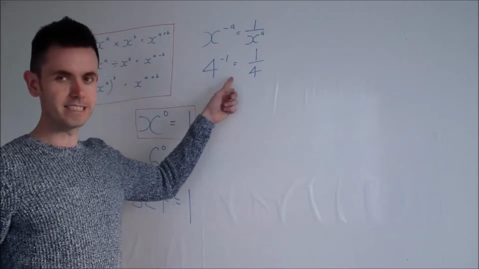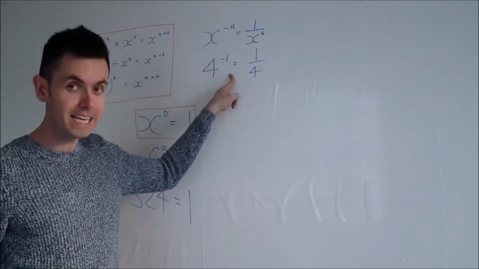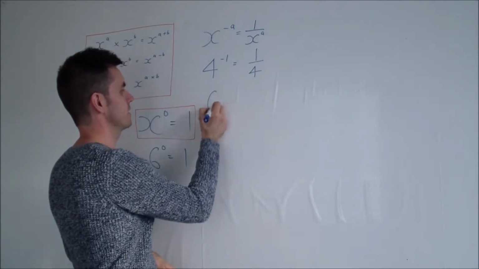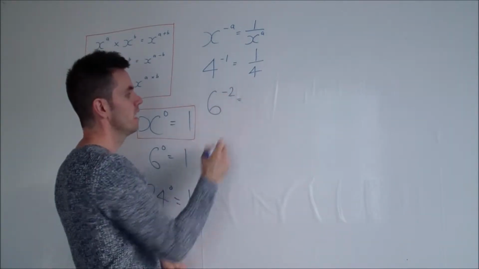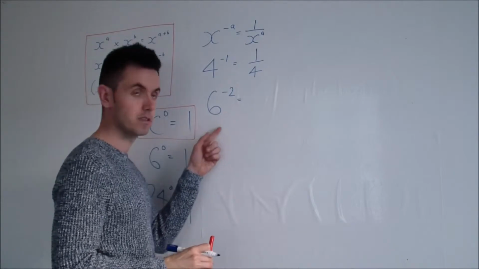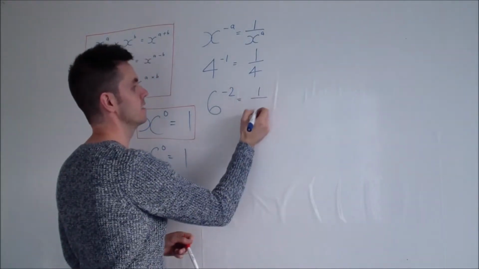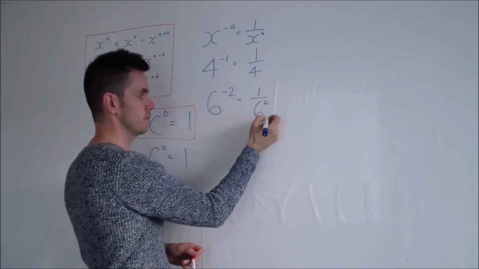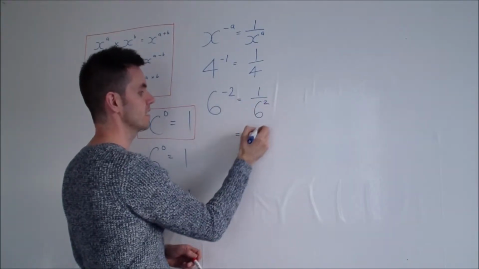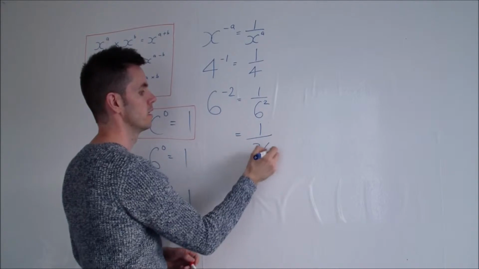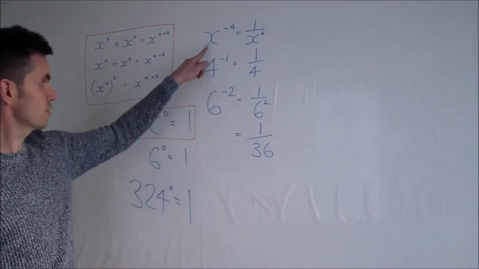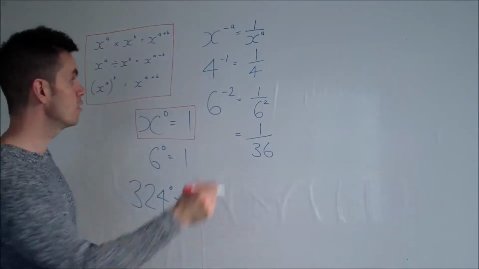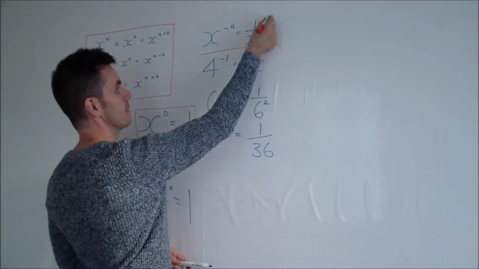Slightly more care and attention is needed if you have a different number here, if you have a minus 2 for example. So if you have 6 to the power minus 2, then you still take the reciprocal of 6 in this case, but it's 6 squared. And 6 squared is 36, so the answer is 1 over 36. But that's your law, x to the power minus a is equal to 1 over x to the a, your reciprocal of x.